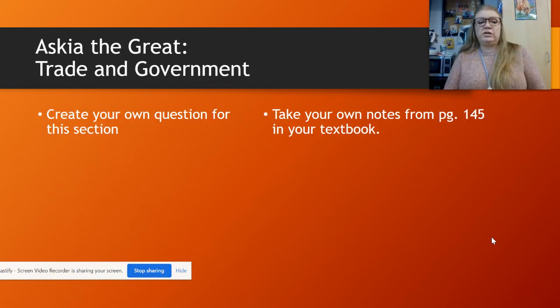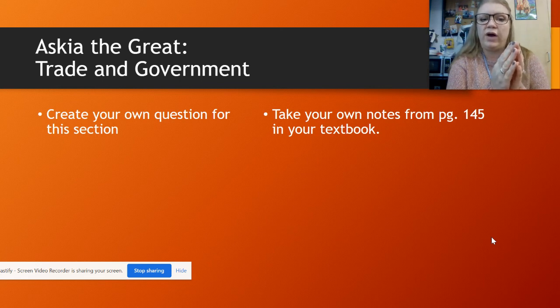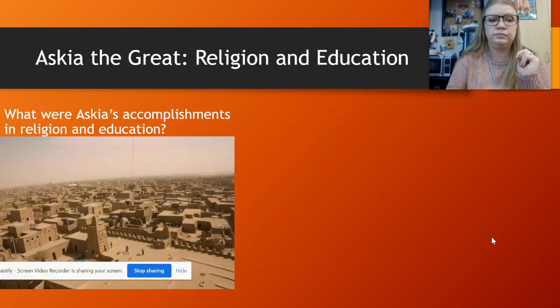The next question is Askia the Great. So he is also one of our key terms, Askia the Great, and specifically about trade and government. You're going to read this section on page 145, create your own question, and write your own notes.